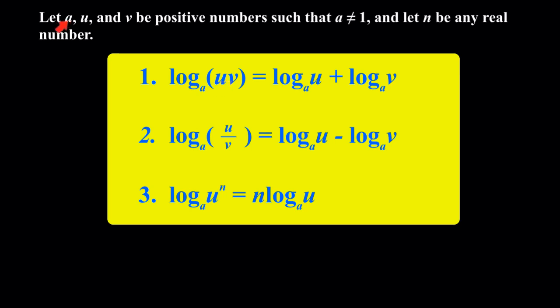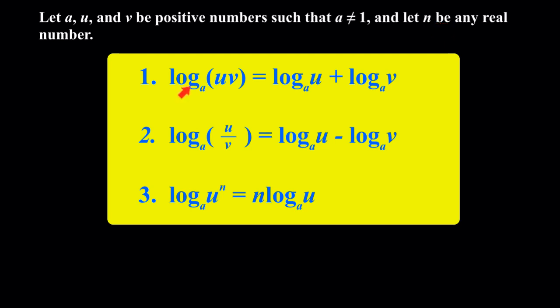What we do know is that a, u, and v are going to be positive numbers in this situation, and a cannot be a 1. It never will be, because the base a cannot be 1, since you cannot raise 1 to a power and get a number other than 1. All right, so a, u, and v are going to be positive numbers, and n can be any real number.